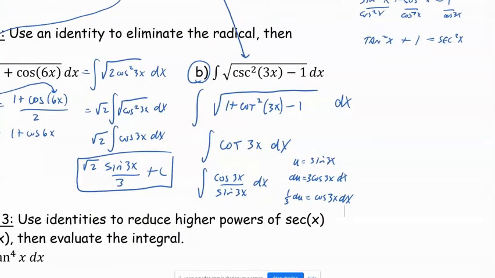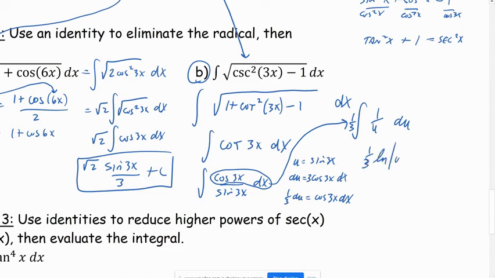And so now our new integral becomes, cosine 3x dx gets replaced by 1/3 du. And then we just have 1 over u. So that's 1/3 natural log of u plus c. And that is 1/3 natural log of sine of 3x plus c.